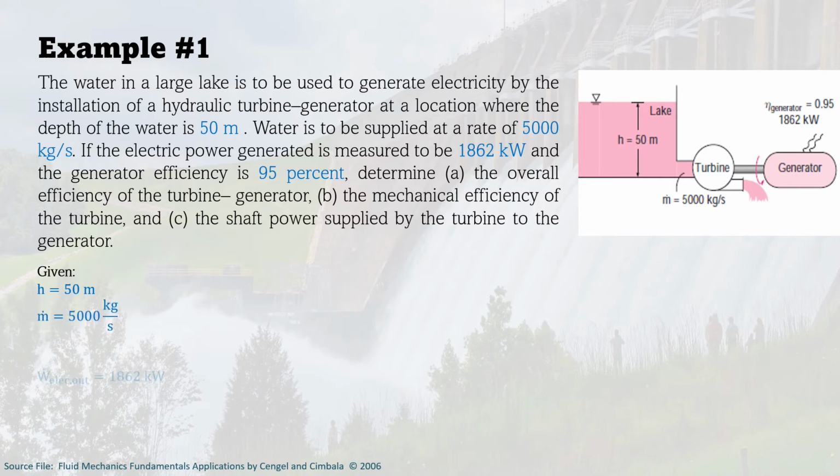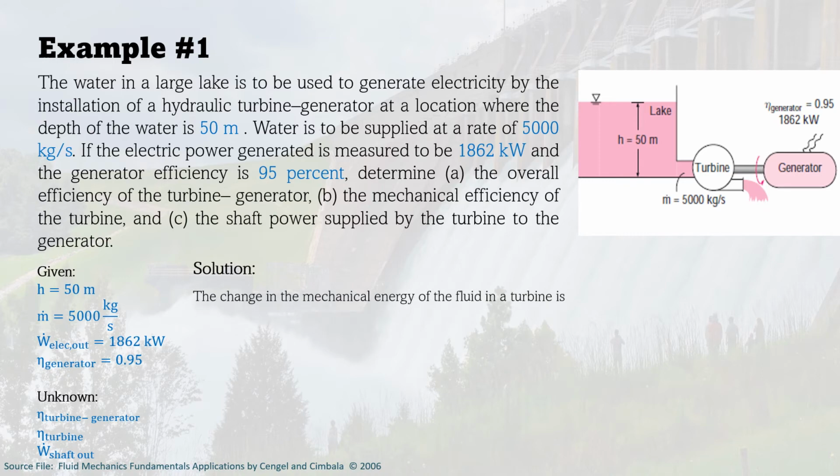So in this problem, we are given the depth of 50 meter, the mass flow rate of 5,000 kilogram per second, the electrical power output of 1,862 kilowatt, and the generator efficiency of 95%. The unknowns are the turbine generator efficiency, the turbine efficiency, and the shaft power supplied by the turbine to the generator. So that is the power between turbine and generator. That's the work shaft output.